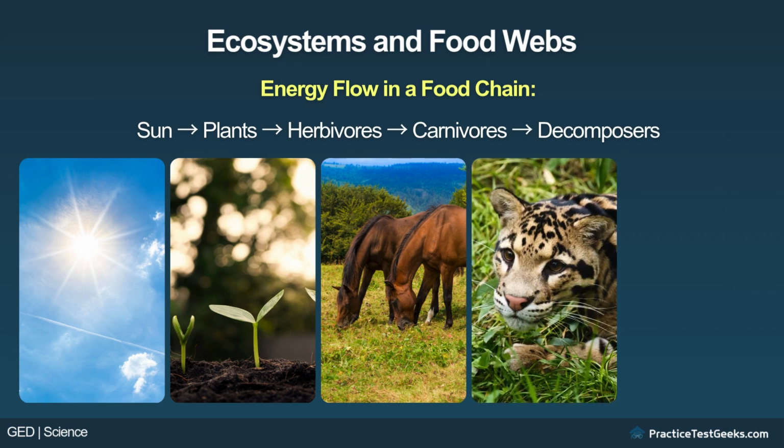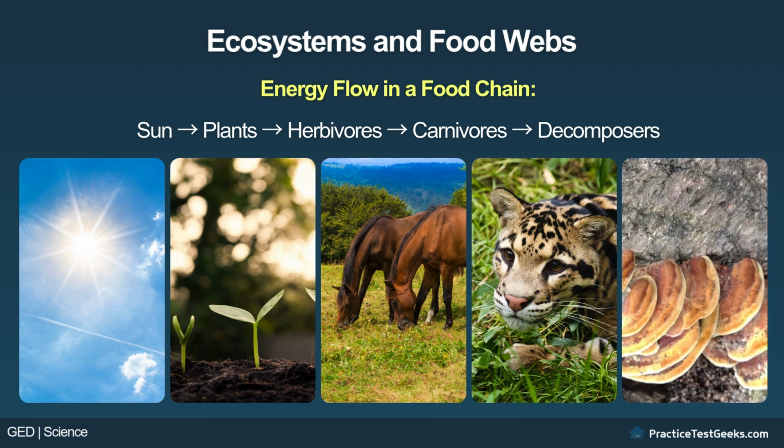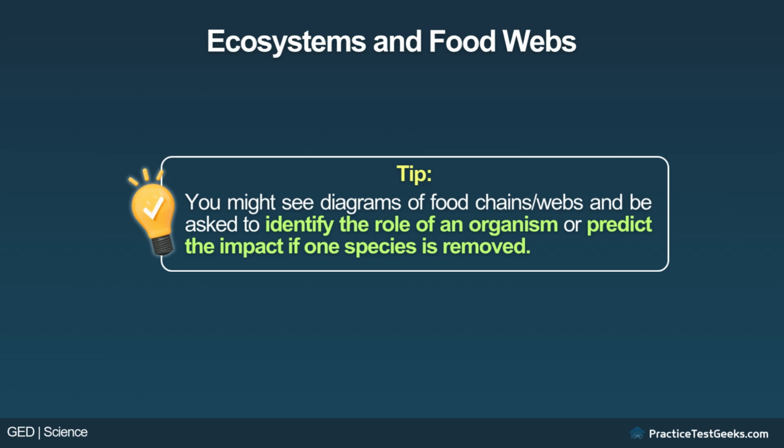Then, carnivores eat the herbivores. Finally, decomposers break down the remains of dead organisms and recycle nutrients back into the ecosystem. Each step along this path is called a trophic level, and the amount of energy decreases as you move up each level.